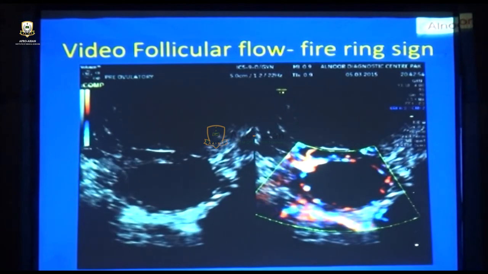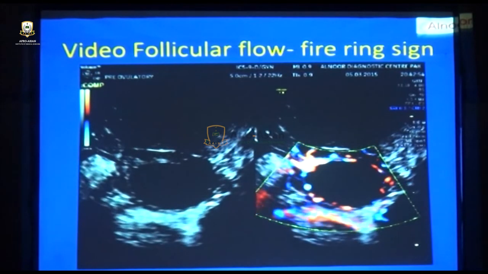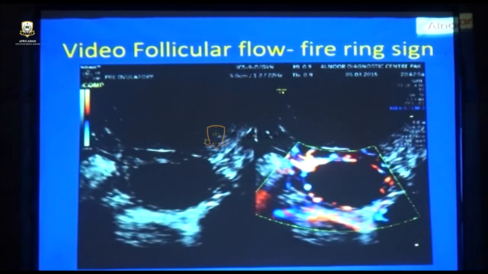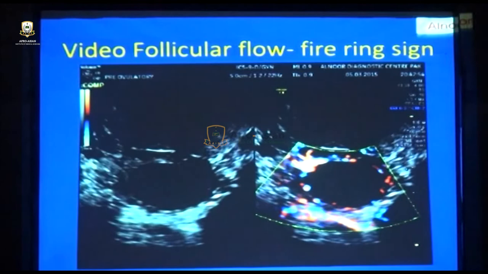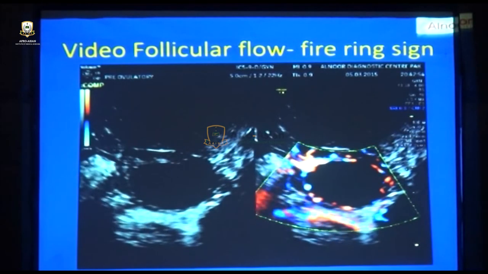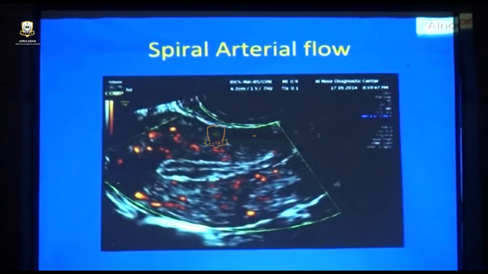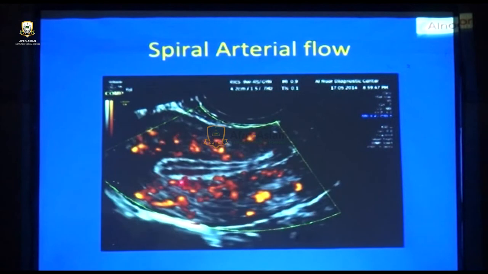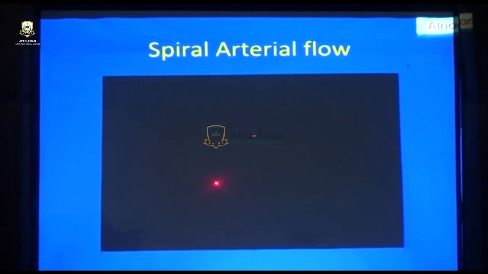Similarly, you compare at the same time the follicle, which has rich blood flow, in grayscale and then with increased vascularity, and we call that the firing sign. If you find this firing sign and increased endometrial blood flow, then please do look for the spiral arteries. As you can appreciate here, the endometrium is very good, but the blood flow is also increased, and this is the area which is required to measure.